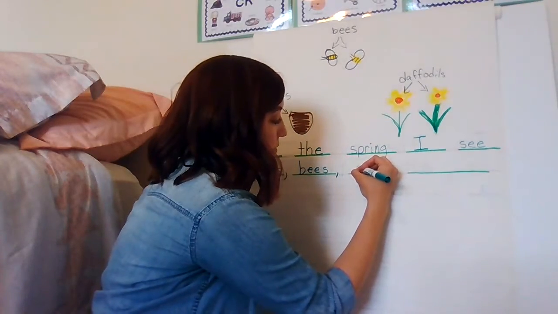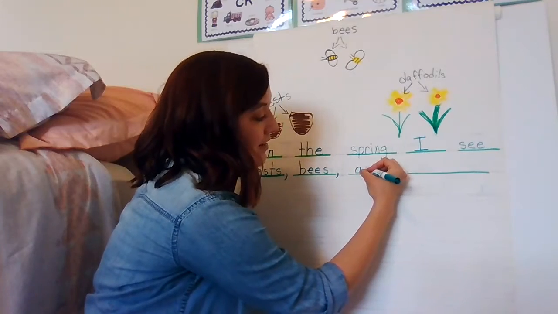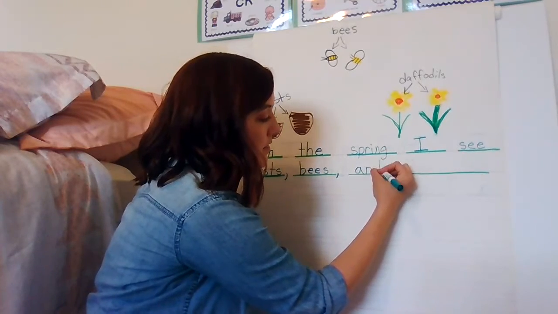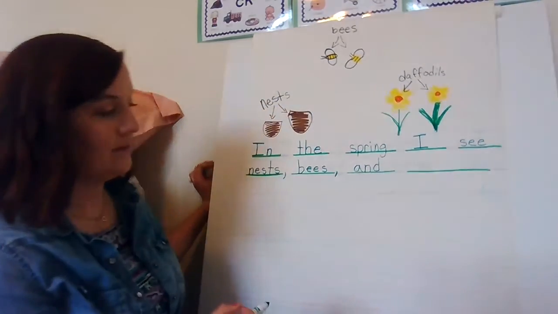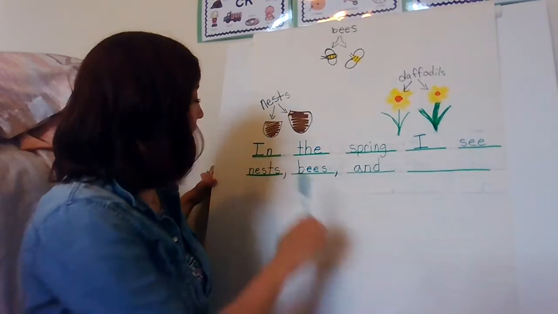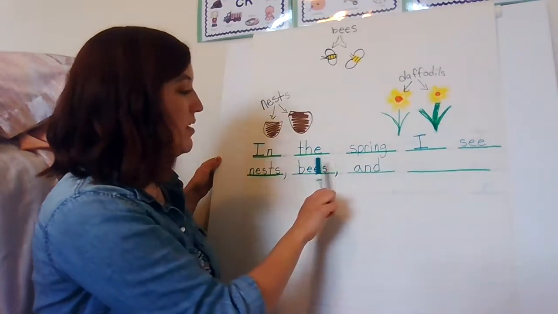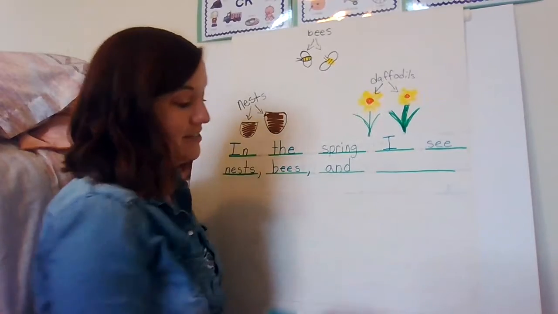So, and is one we can sound out. A, N, D. And. It's also one of our sight words. In the spring, I see nests, bees, and daffodils.